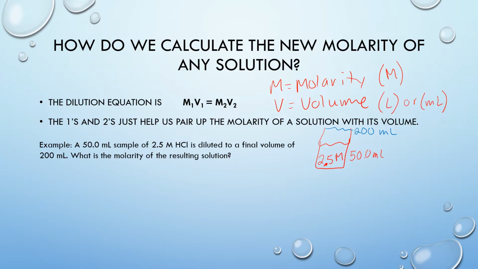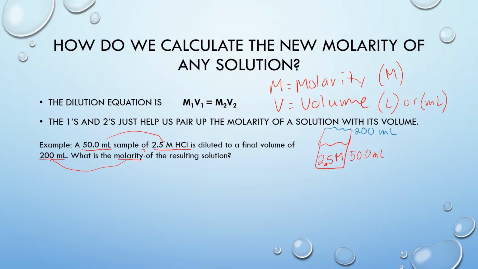So when you read the question, it's important to pair up your information. If we look, it says a 50 milliliter sample of 2.5 molar. Those two are paired together. So I'm going to connect them like that. And then we've got our 200 milliliters. That's our final volume. It says what is the molarity of the resulting solution of that final one. So we've got our 200 milliliters, and we're looking for its molarity. So that's going to go with our variable, our missing one.